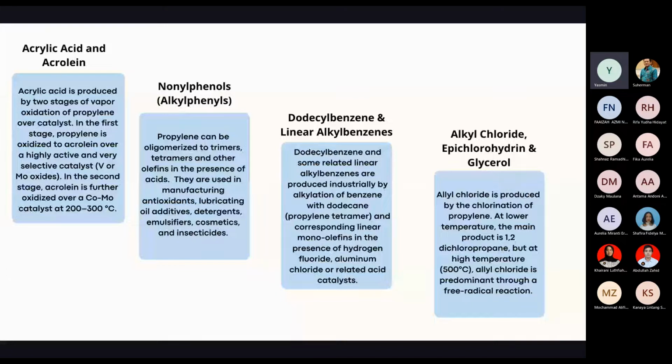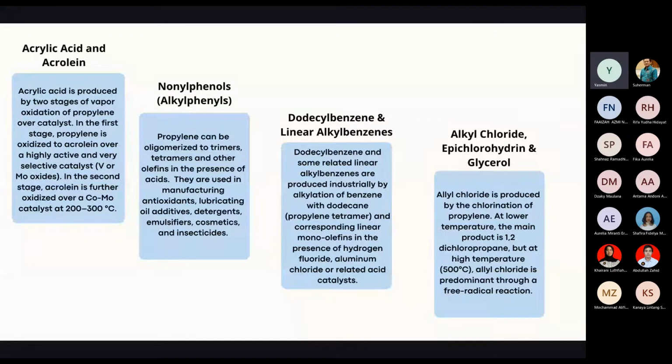And then the second one we have is nonylphenols, which are alkyl phenols. Propylene can be oligomerized to trimers, tetramers, and other olefins in the presence of acids. They're used in manufacturing antioxidants, lubricating oil additives, detergents, emulsifiers, cosmetics, and insecticides.